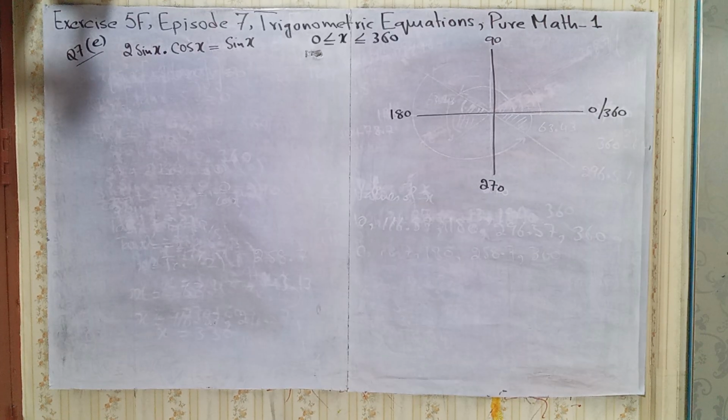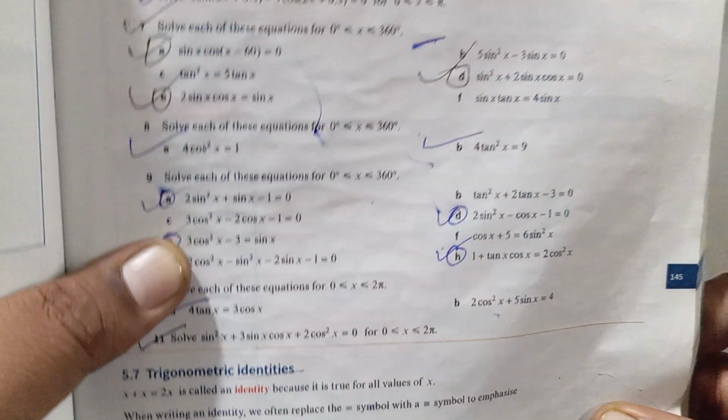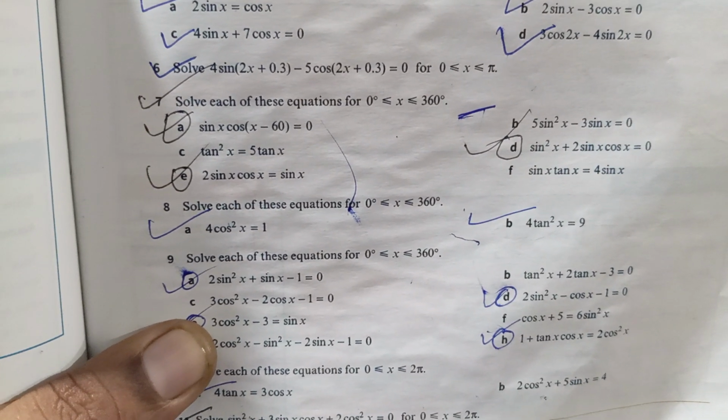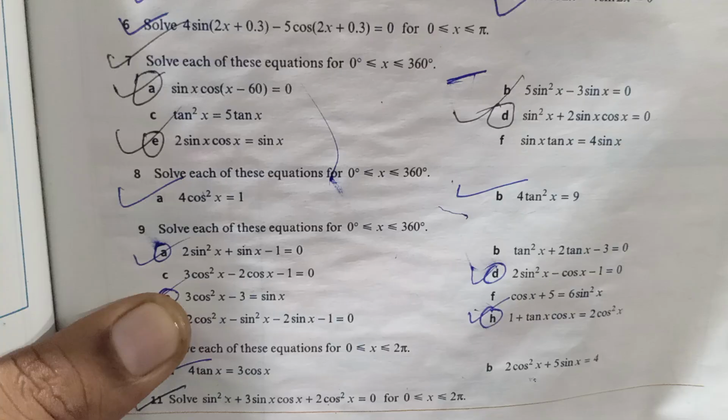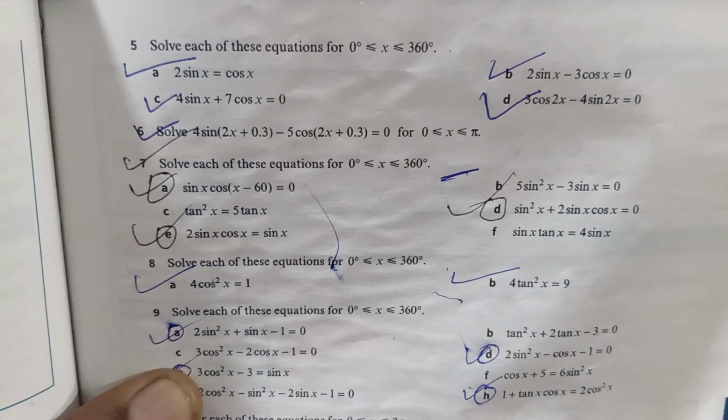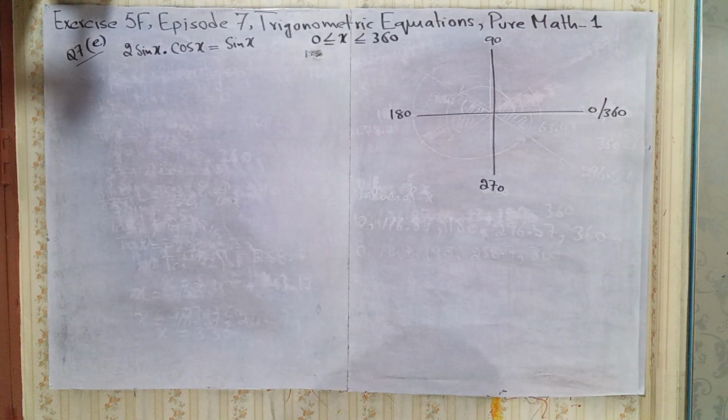So, my dear students, now we are going to attempt question number 7 and its E part. Let me show you the question. Question number 7, and its E part is showing up: 2 sine x cos x equals sine x. We have to solve this equation, and the x value is from 0 to 360. So let's do this question, sir.